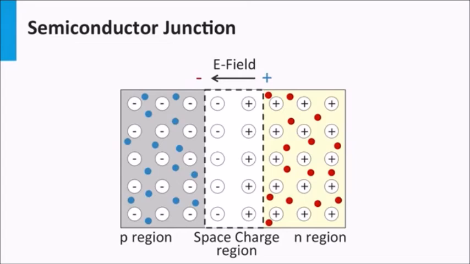The electric field at the space charge region will force the minority charge carriers in the p region, the electrons, to move to the n region, whereas the electric field will force the minority charge carriers in the n region, the holes, to move to the p region.